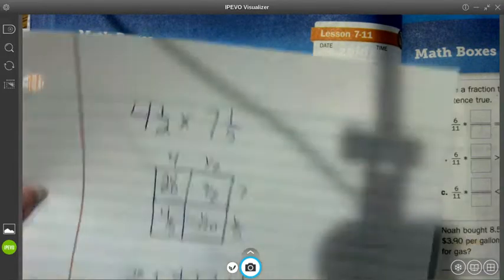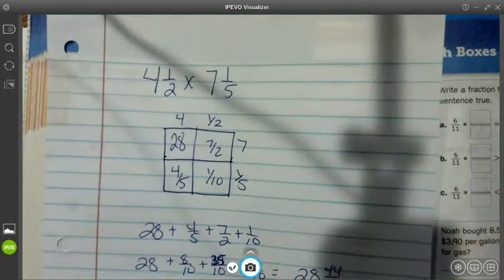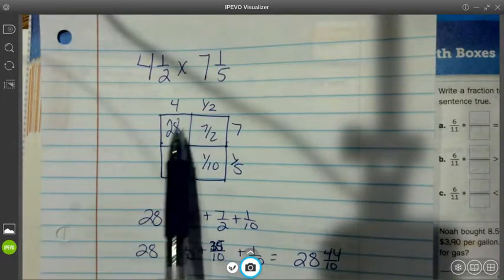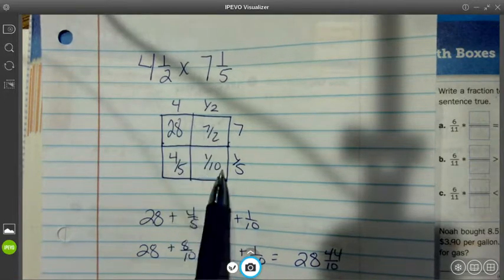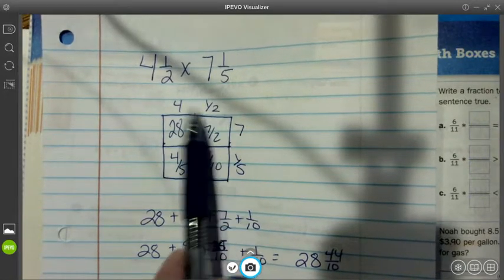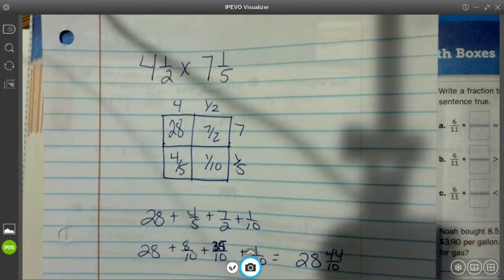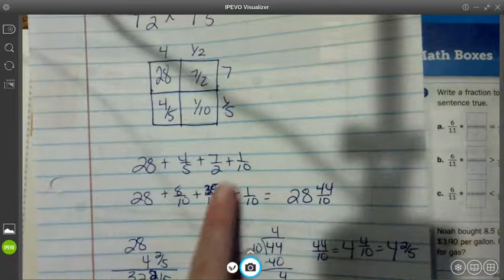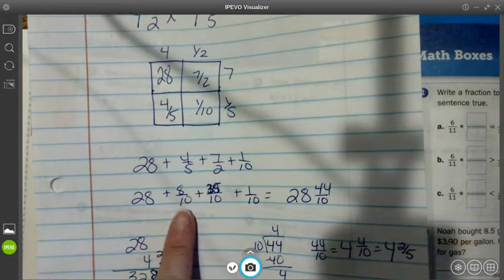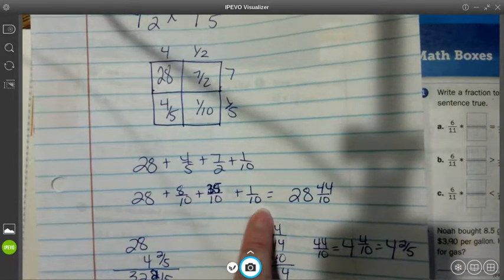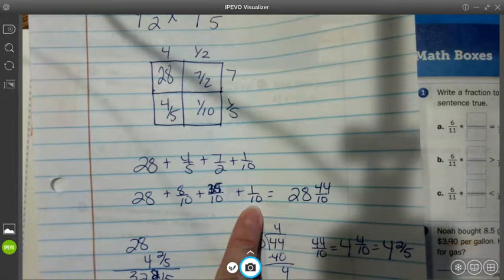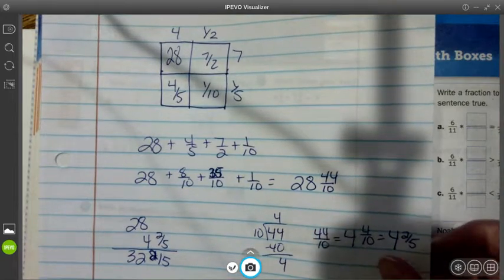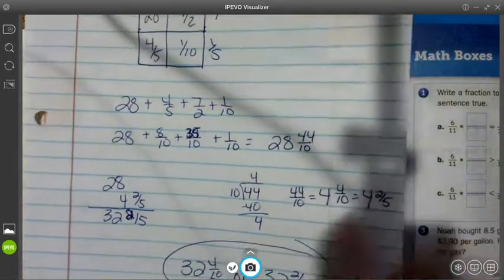Okay, if you are unpausing the video and you did partial quotients or what we sometimes call the box method, this is how you could have set it up, and this is if you set it up with the numbers the same way, you would have got this inside your boxes. You would have had to add them all together and then change to have a common denominator. 10 I thought was the easiest common denominator to use. When I added them together, I got 28 and 44 over 10.